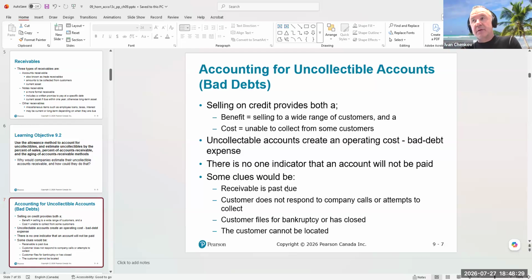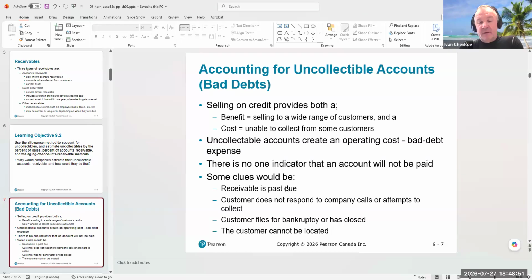When we sell on credit, we give them debt. Bad debt means that debt is never going to be converted into cash. There's no one indicator that tells us, but you may feel there are signs that tell you this client is not going to pay.